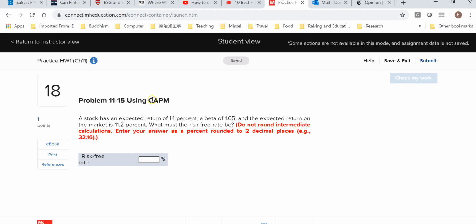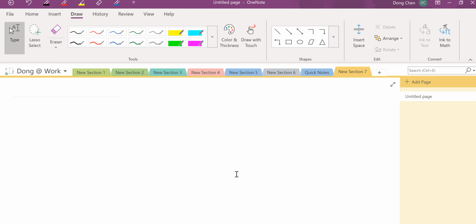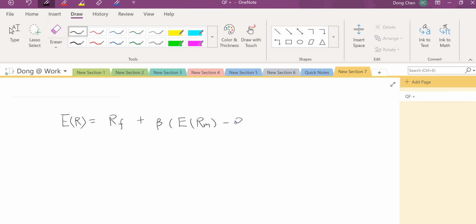Obviously, you can also tell from the title that we use CAPM, the capital asset pricing model, to solve this question. The capital asset pricing model says that the expected return on a security, ER, is simply the risk-free rate, RF, plus the beta of the security times the expected return on the market minus the risk-free rate. So that's what the CAPM model is.